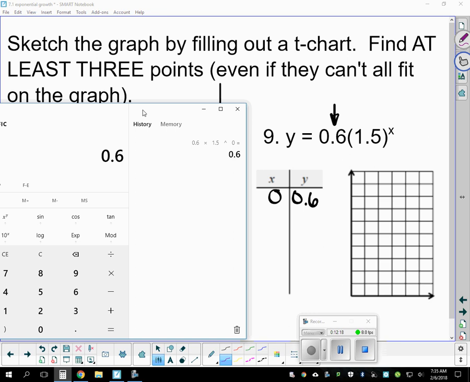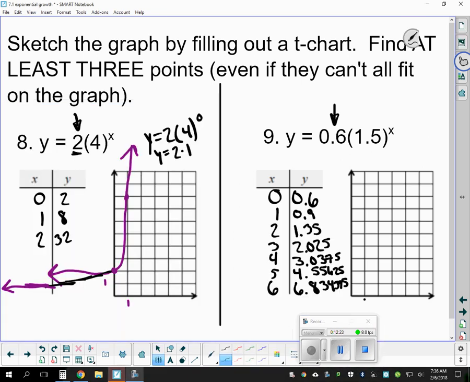Go 0, 1, 2, 3, 4, 5, 6, and fill these numbers in. Okay, so there's all my points, and I am again going to count by ones. And I'm just going to plot these. 0, 0.6; 1, 0.9; 2, 1.35; 3, 2.025; 4, 3.04; 5, 4 and a half; and 6, 6.8. And then go ahead and draw in your curve.